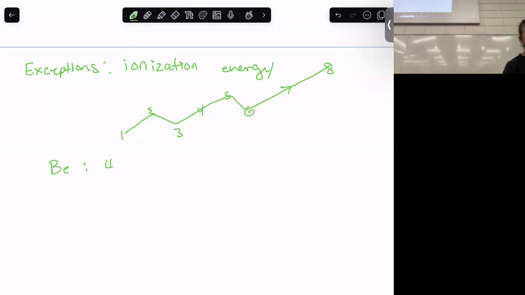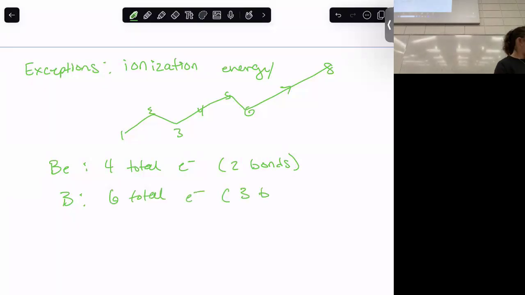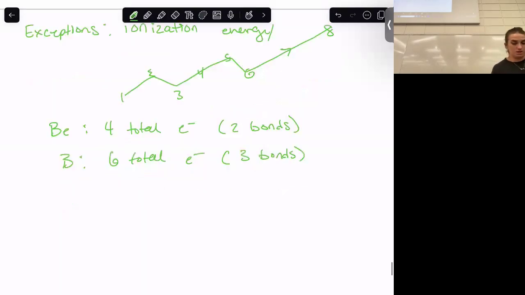Beryllium can only have 4 total electrons, 2 bonds usually, and it's happy without its octet. Boron can have 6 total electrons, which is 3 bonds. Period 3 and below can expand its octet.